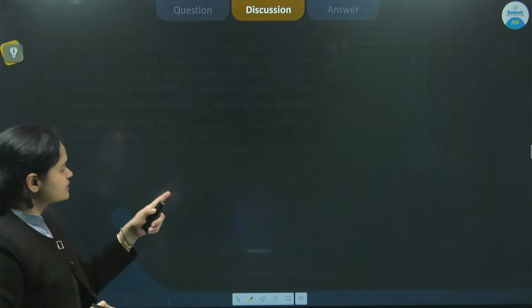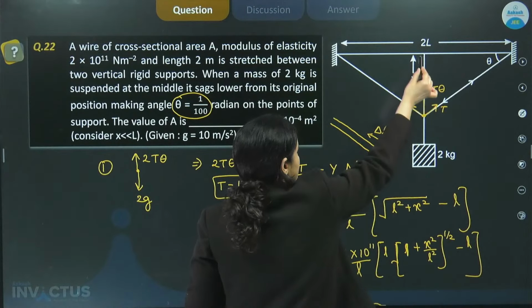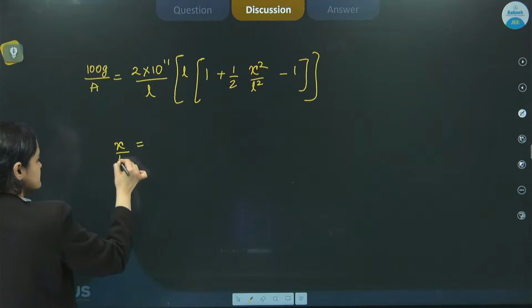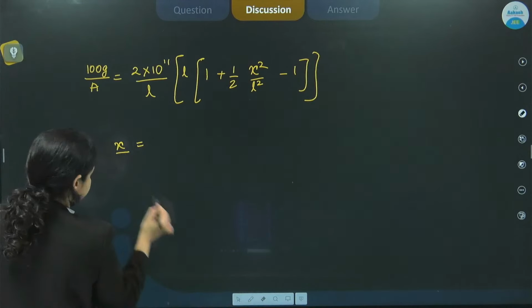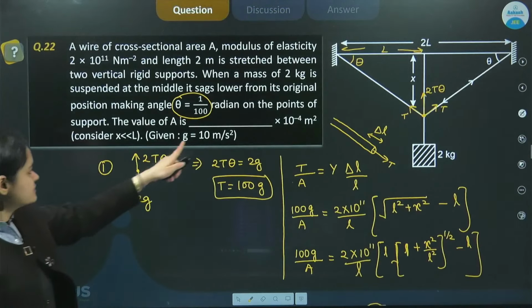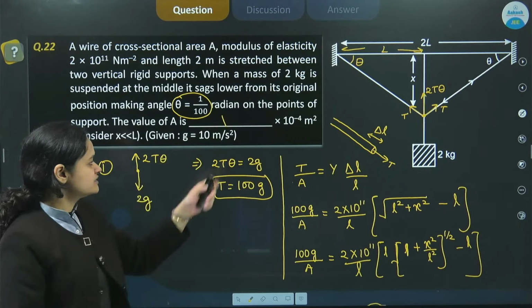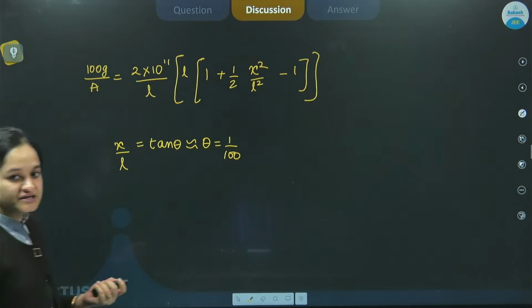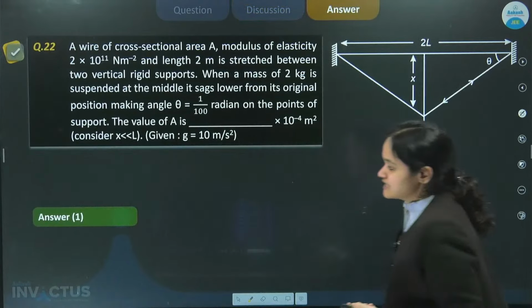Now how to calculate the value of X? See, X upon L, this complete length is L, this angle is theta. So since theta is very small, we can write X upon L is equal to tan theta. And since theta is very small, this roughly turns out to be theta, where theta is given as 1 upon 100. All right, so we already got the value. So once we place this value, we'll get the value of this term as 1 into 10 to the power minus 4. All right, so this is how we solve this question. Now the result, let's check the answer, which is given as 1.